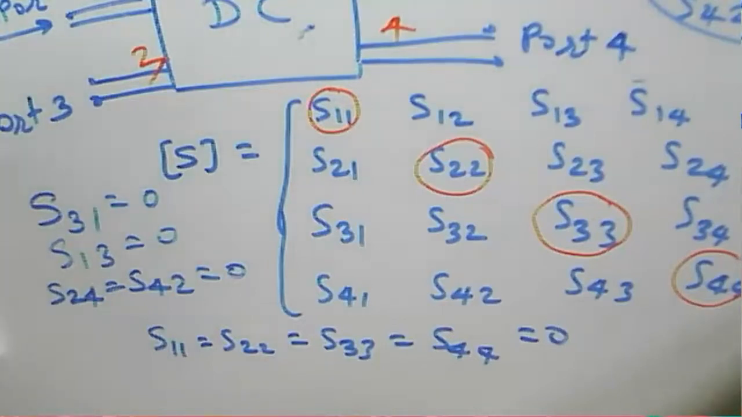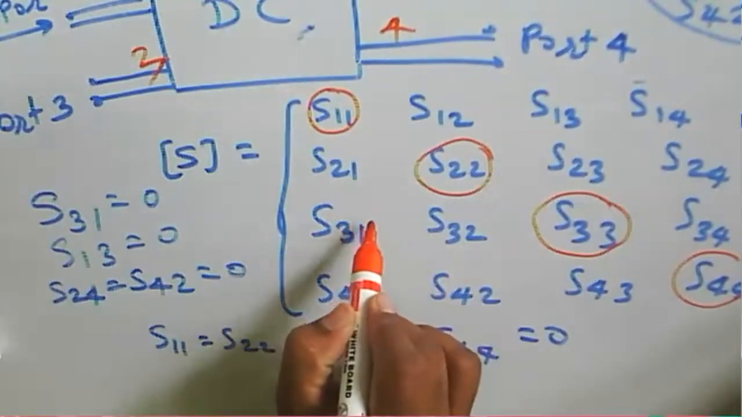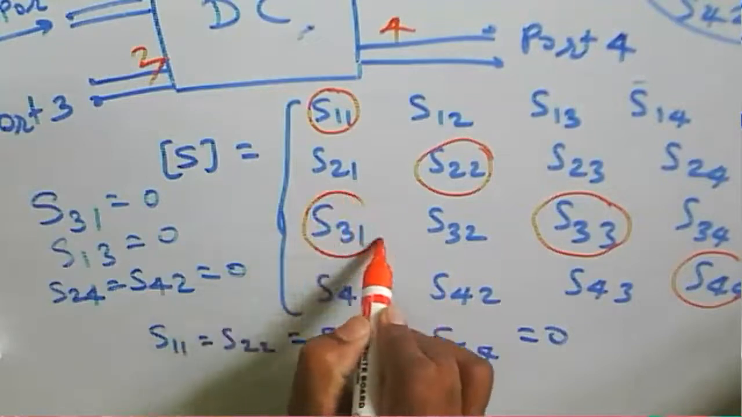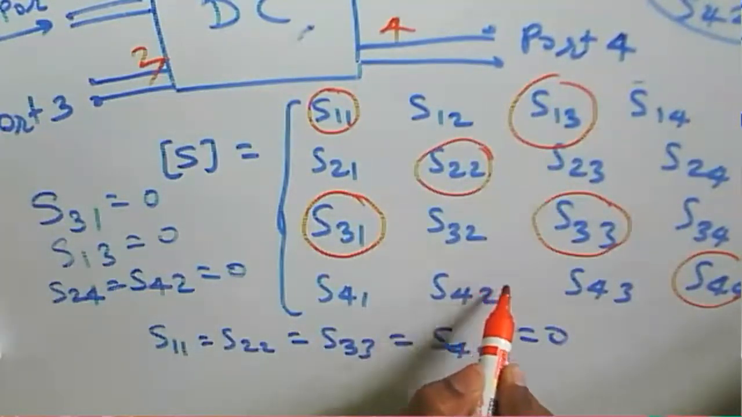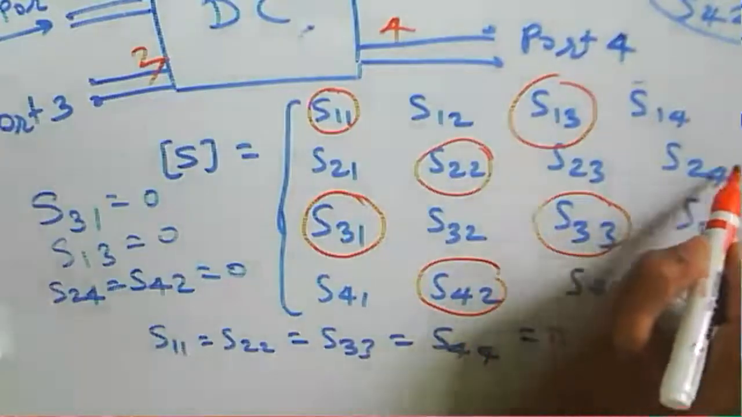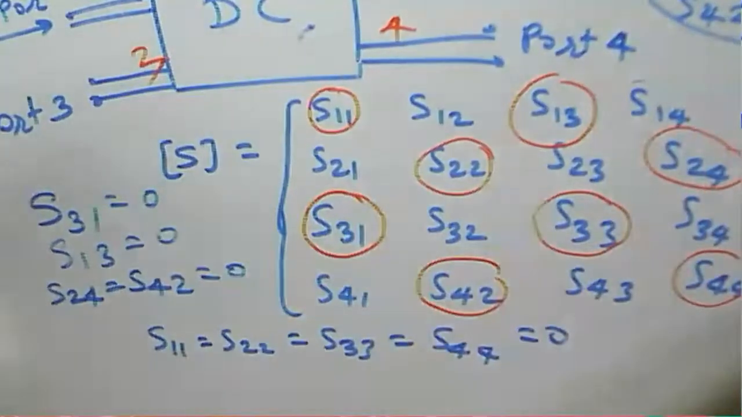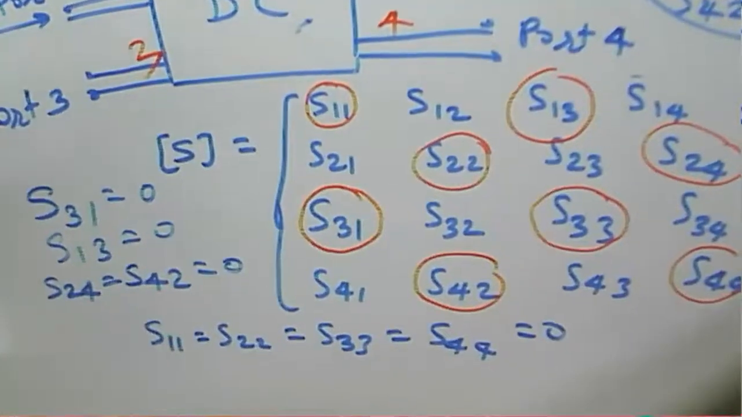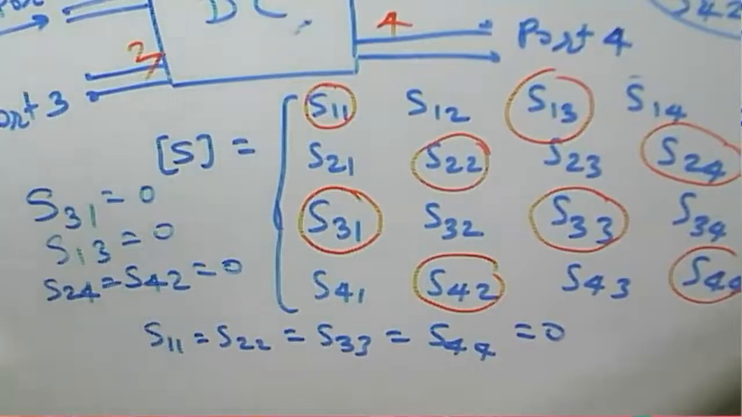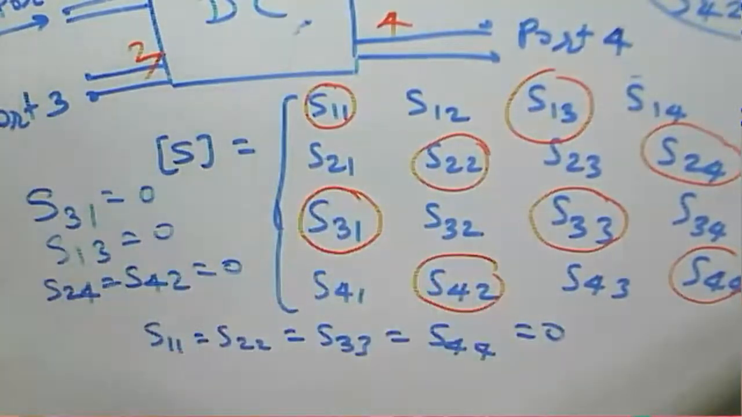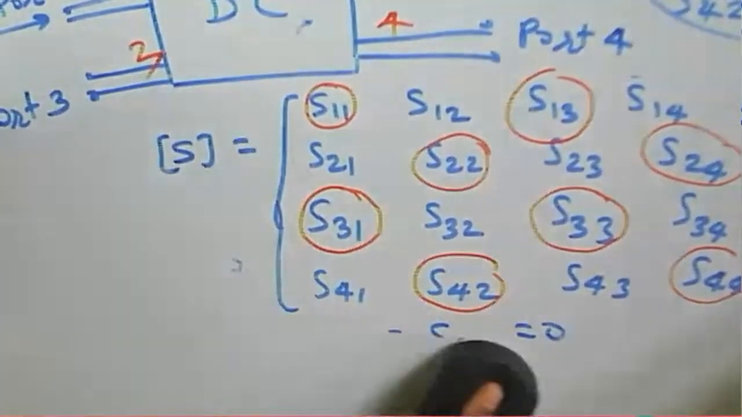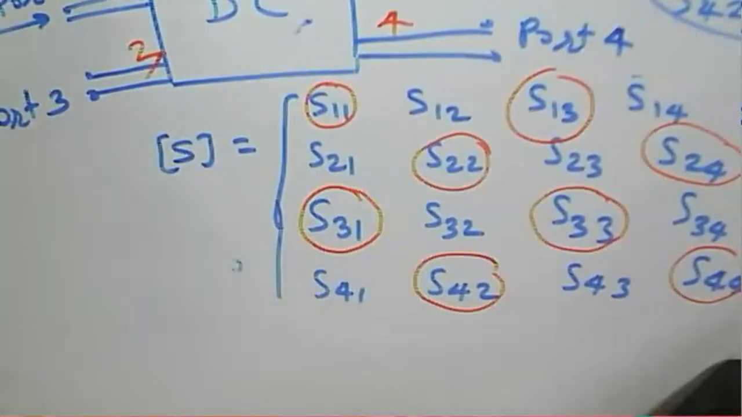Now from this, we write here S13 or S31 is 0. This one is 0 here. S42, S24 is 0. So now if you obtain the S matrix again, if you rewrite it for the directional coupler with these values, what are we getting?